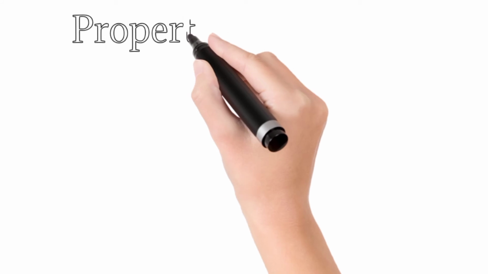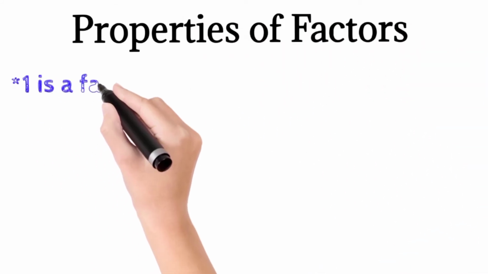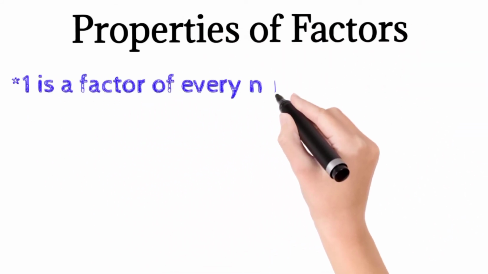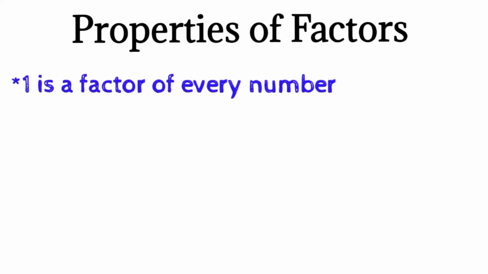Now we will see some properties of factors. 1 is a factor of every number. As you know, students, 1 can divide every number without leaving any remainder. That's why 1 is a factor of every number.